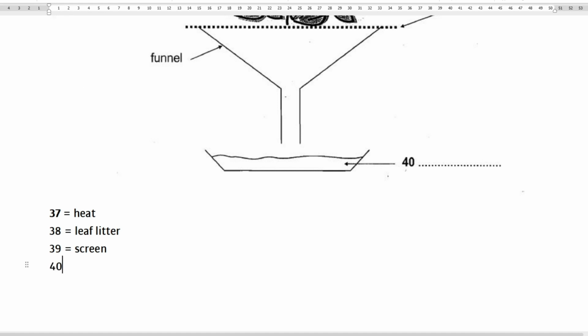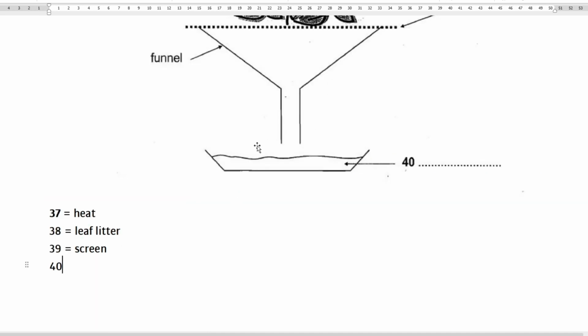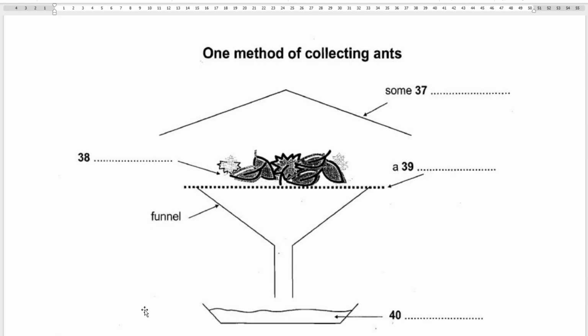What is on the bottom? Below, and are collected in alcohol placed below the funnel. So this is a funnel, this is alcohol. There you go, guys. I think we've done a really good job. This is pretty easy. Diagram labeling is, I think, the easiest question of all. So there you go, guys.